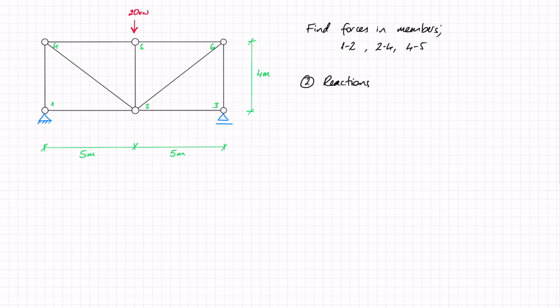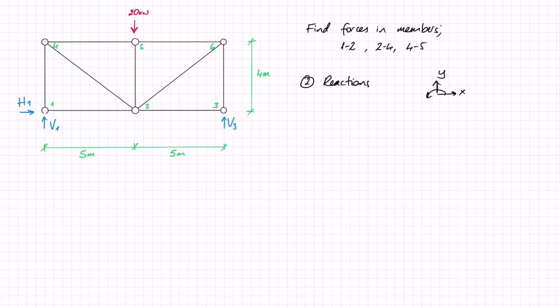Now for the reactions. To do this, I am going to create my free body diagram. So I am going to replace this pin support at joint 1 with 2 forces representing the reaction forces, V1 and H1. And I'm also going to put the reaction force in place of this roller support, and that is going to be V3. Now that I have my free body diagram, I am just going to confirm my sign convention. So I'm just drawing here the positive directions for me.